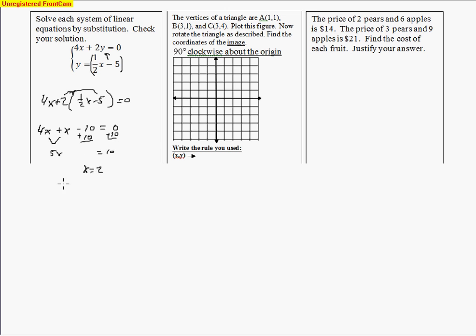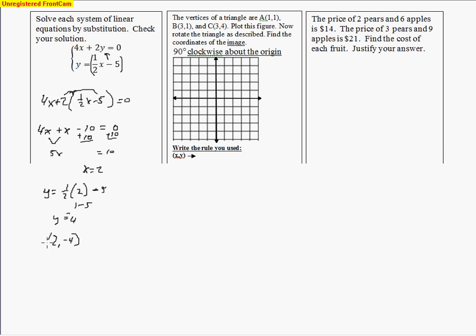So once I get that, I can substitute back in and find out what y is going to be. And so I go ahead and multiply, take half of 2 makes 1, subtract that from 5, or subtract 1 minus 5 gives me -4. So my answer is 2 comma -4.